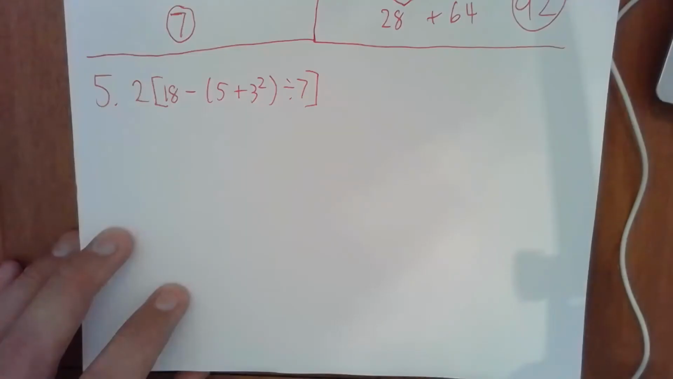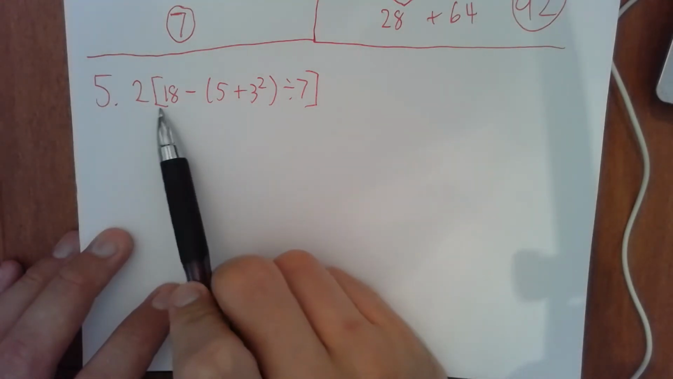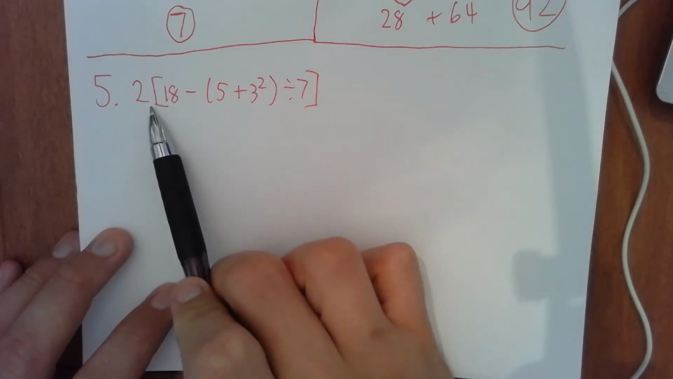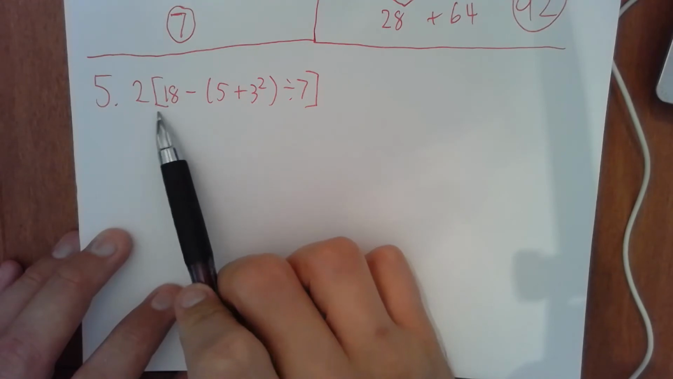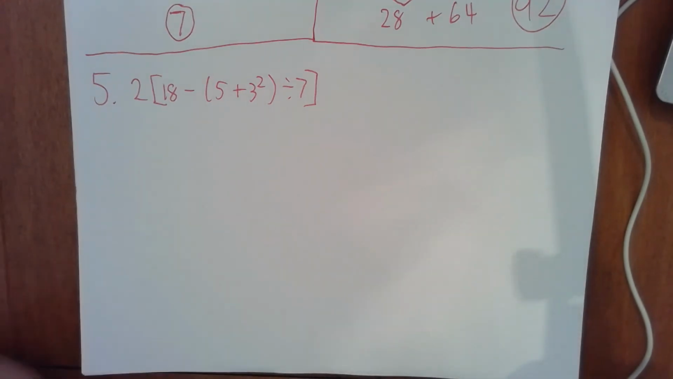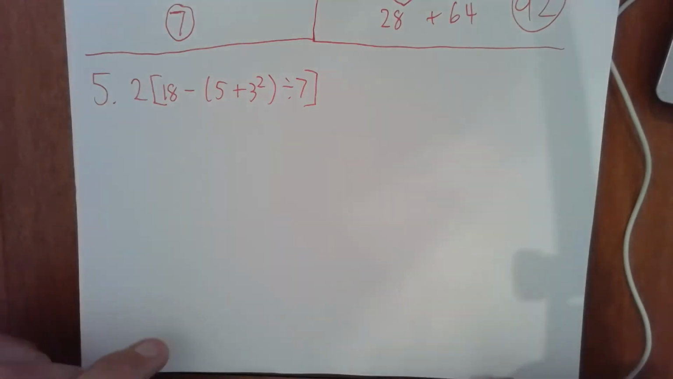End bracket. Okay, just as a reminder, whenever you have a number next to a grouping symbol, like we have 2 right next to that bracket, that means multiplication. So there is an operation there, it means multiplication. However, we know because of our order of operations, our first letter, G, grouping symbols, means we have to take care of these grouping symbols first.